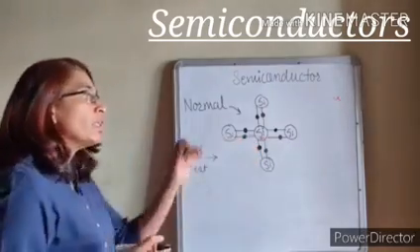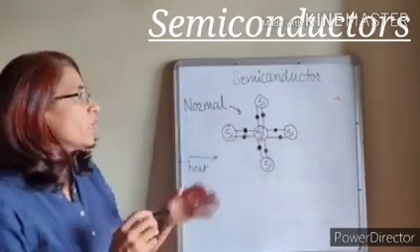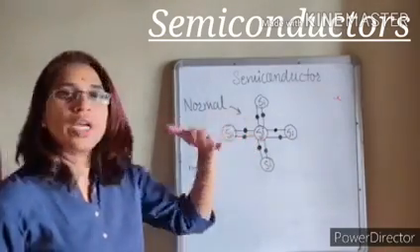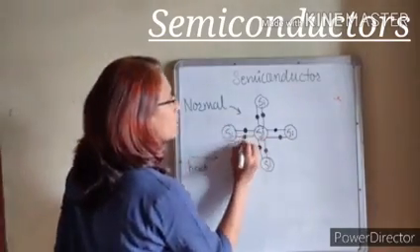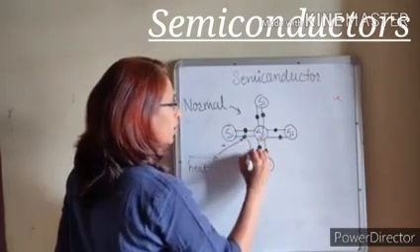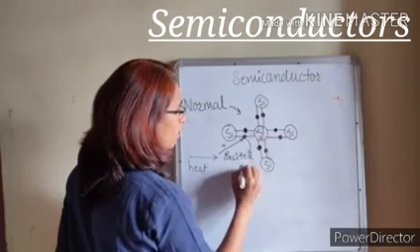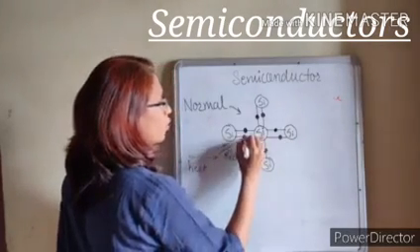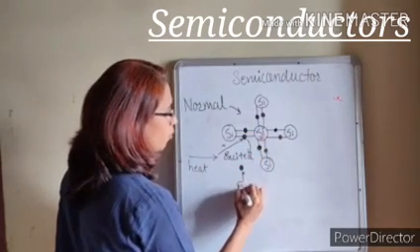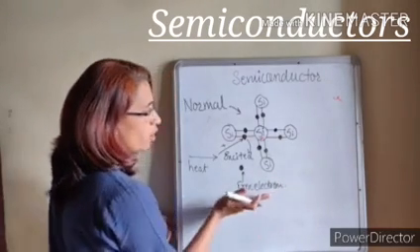When we supply heat to the crystal, the electrons are bound with each other. Some electrons are loosely bound and easily absorb the energy and get free. Suppose this electron is loosely bound, which absorbs the energy, gets excited and becomes free. These electrons absorb energy, get excited and become free. So this is your free electron.